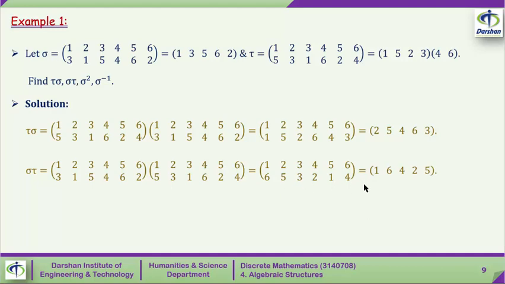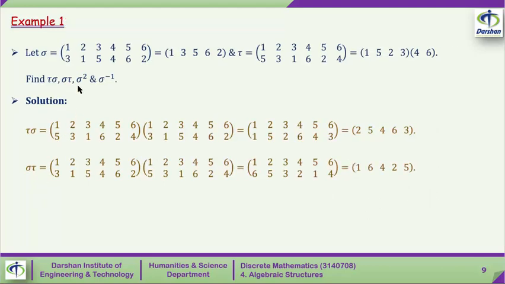So it is also written in cycle form. Here 1 goes to 6, then 6 goes to 4, then 4 goes to 2, then 2 goes to 5 and 5 goes to 1. So it is written as (1, 6, 4, 2, 5). Now the remaining element is 3 and 3 goes to 3, so no need to write 3.